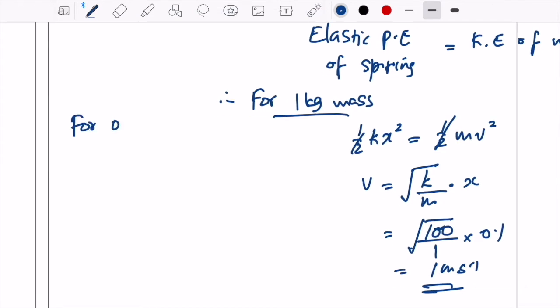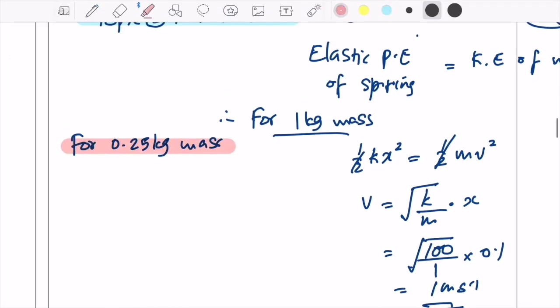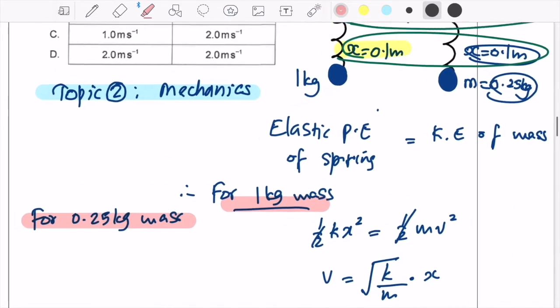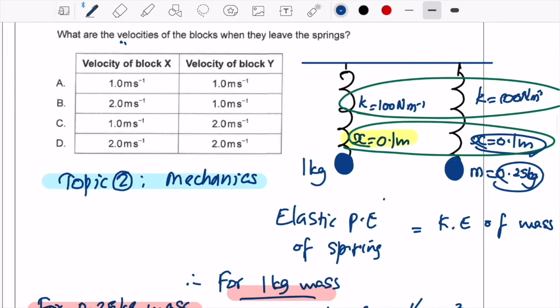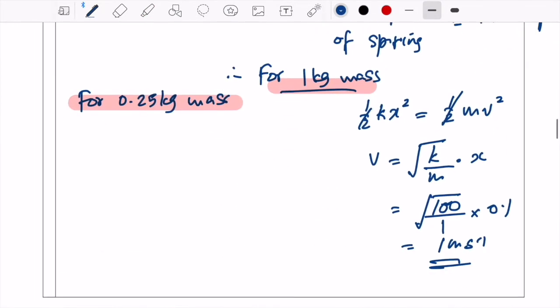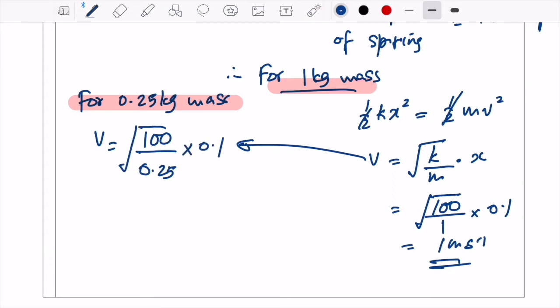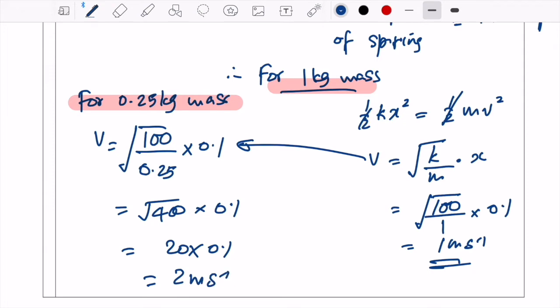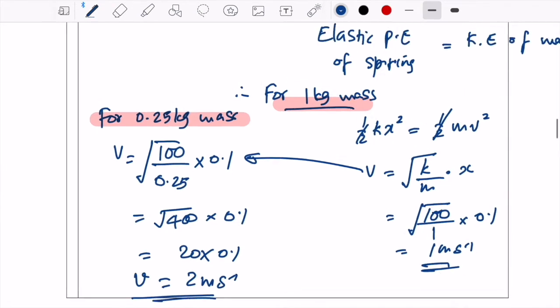For 0.25 kilogram mass, the extension is the same, spring constant is the same, only difference is mass. V equals, I am using this equation again, k 100, mass 0.25, times 0.1. Let's check this one. This is the square root of 400 times 0.1. This means 20 times 0.1, 2 meters per second. This is the speed of the 0.25.